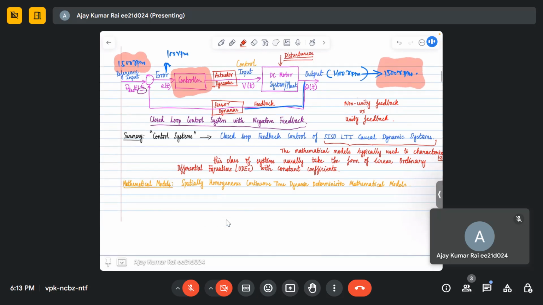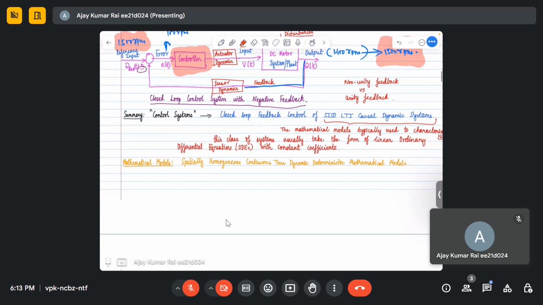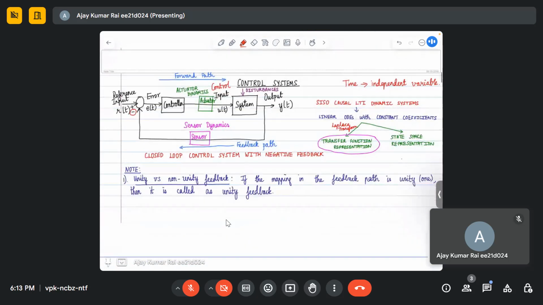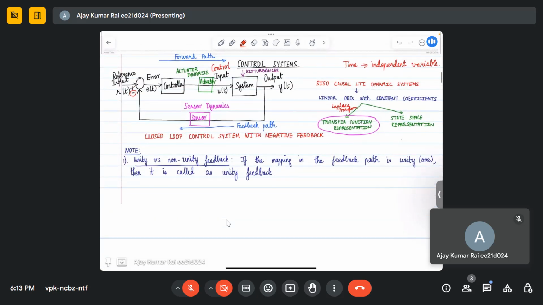So basically, these are the different parts of a control system, the elements of a control system, with the forward path and the feedback path here. So how do we study it?